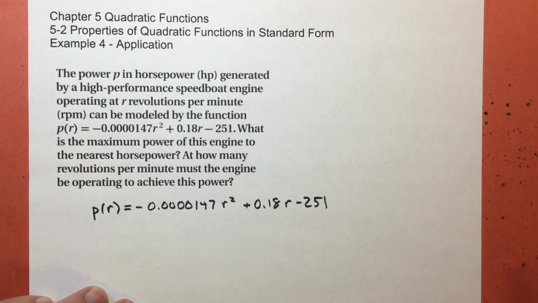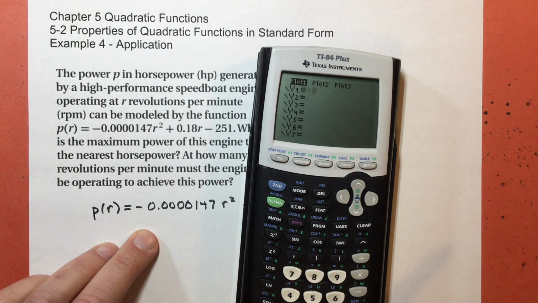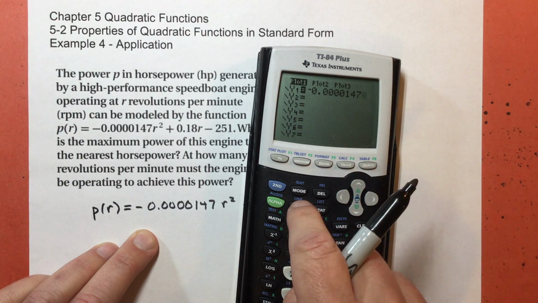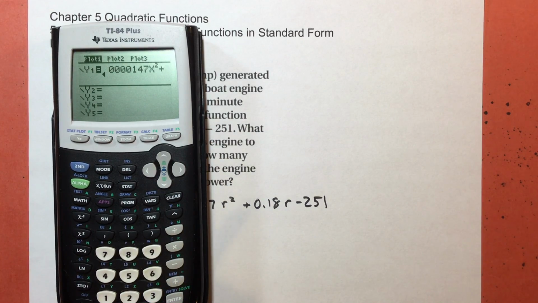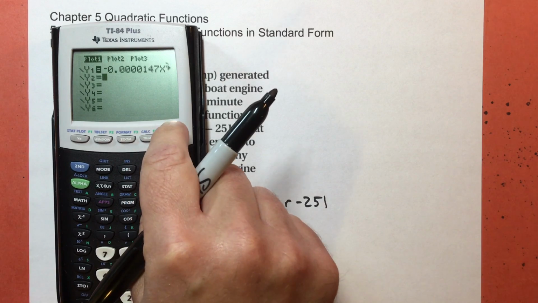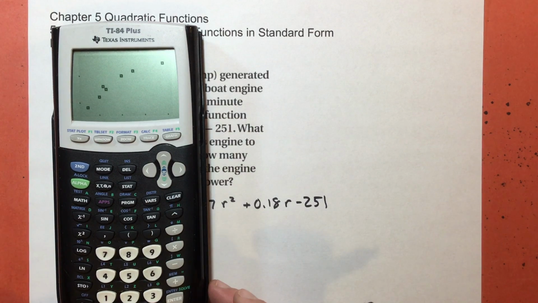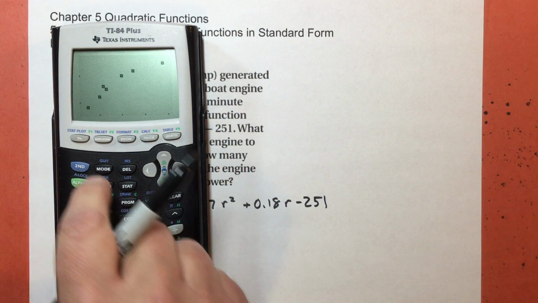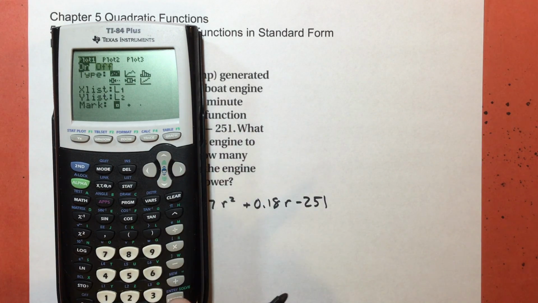Now, I'm going to show you how to graph this. I'm going to go to y equals negative 0.0000147 x squared plus 0.18x subtract 251. My graph, whoops, I forgot I had another graph in there. Hang on, it's got to load. Okay, I got to turn this one off.